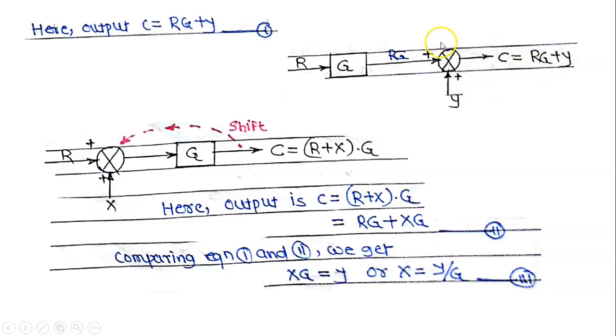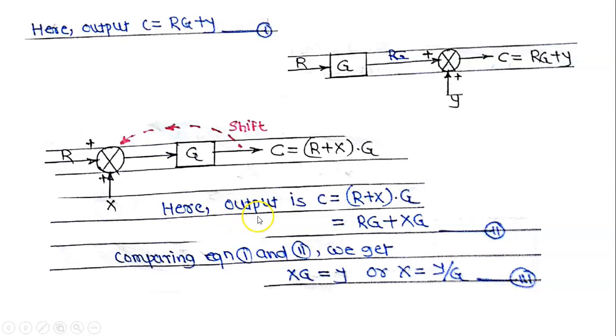Now what will we do? We have shifted this summing point behind the block. Now you just see here what will be the output. Here at the summing point two signals are there, plus R and plus X. Therefore after the summing point the signal is R plus X. Again it is given to this G. Therefore the output C is equal to R plus X into G.